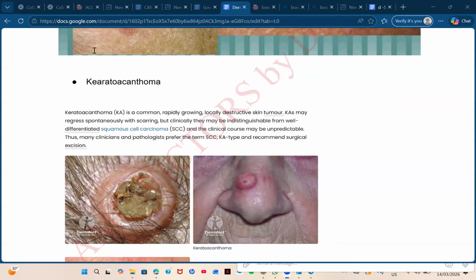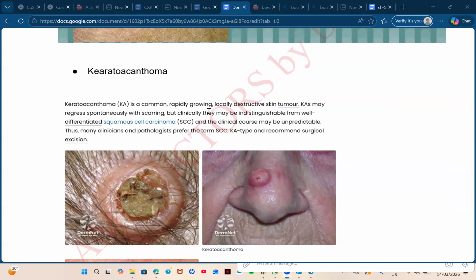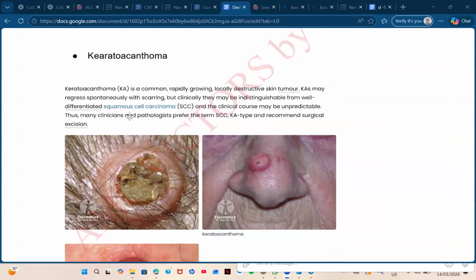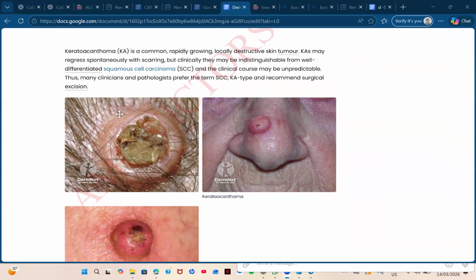So what do you know about keratoacanthoma? Keratoacanthoma is a common rapid growing, locally destructive skin tumor, right? It may regress spontaneously with scarring, but clinically they may be indistinguishable from well differentiated squamous cell carcinoma, and the clinical course may be unpredictable. So, here we can see the keratin plug in this keratoacanthoma, right, doctors? And this is dome shaped, right? And we have this keratin plug.